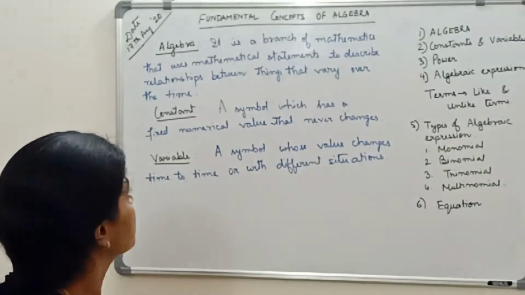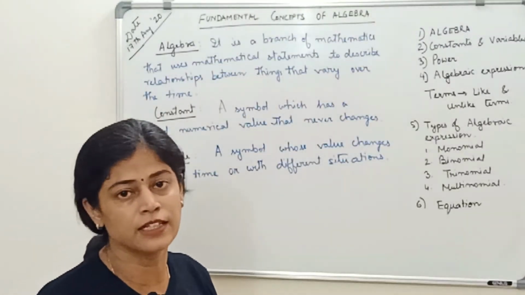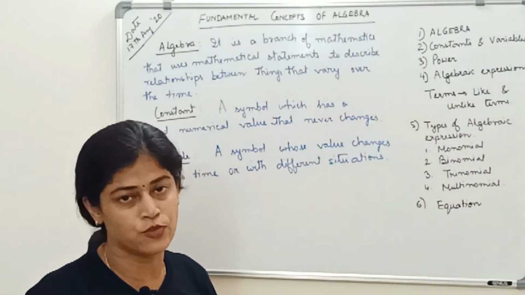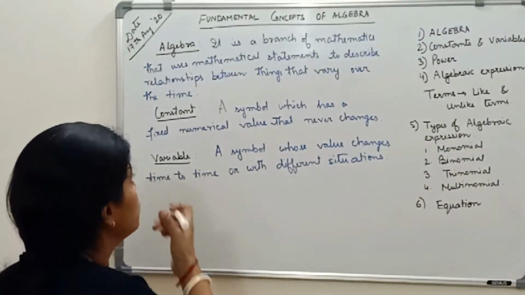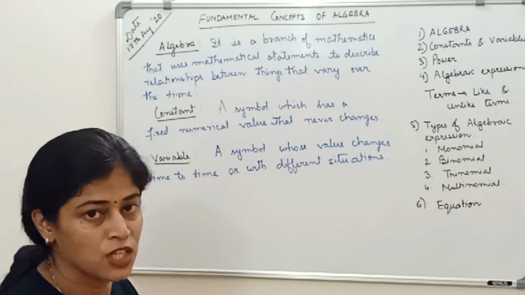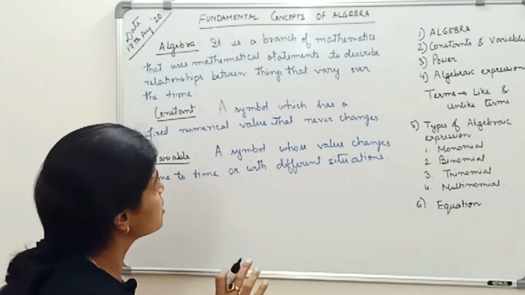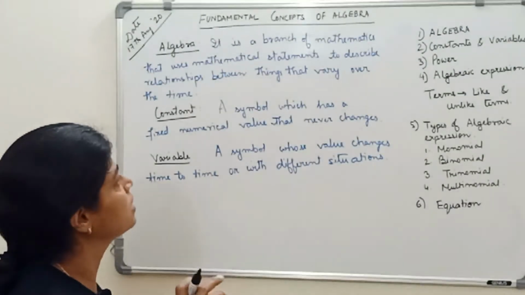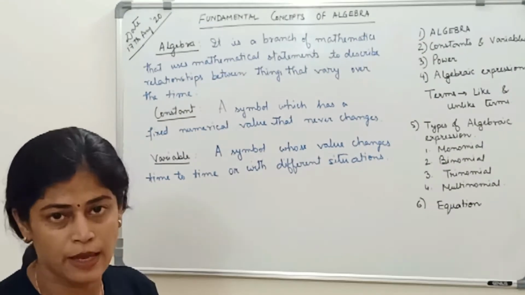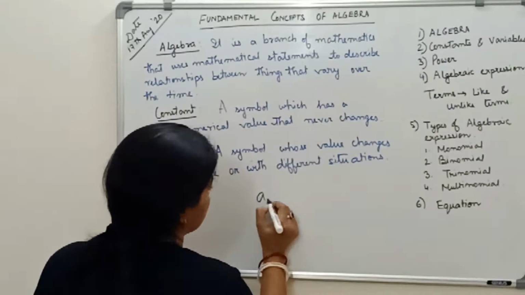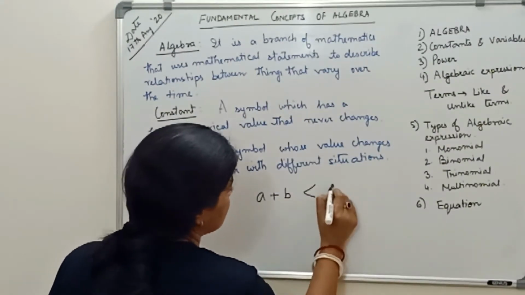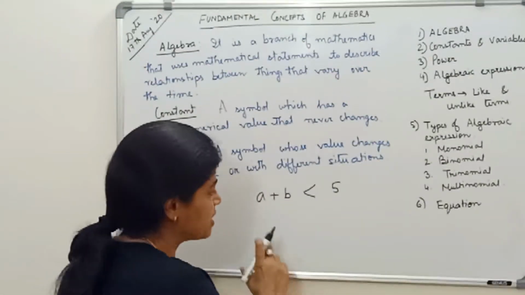So what is algebra? It's a branch of mathematics, like other branches like arithmetic, geometry, like that. It is also a branch of mathematics that uses mathematical statements to describe relations between things that vary over time. So now what is a mathematical statement? Suppose if I say a plus b is less than 5, it's a kind of mathematical statement.